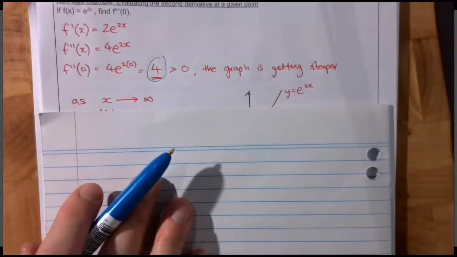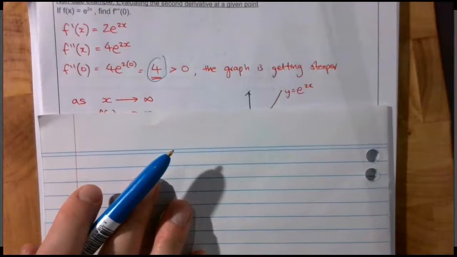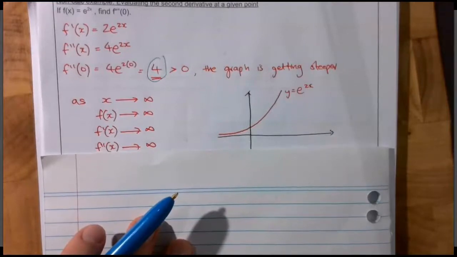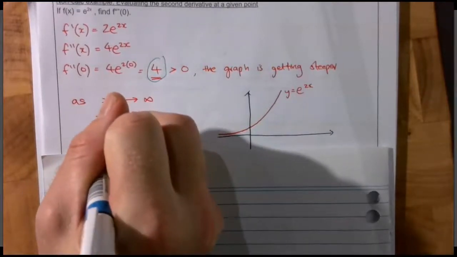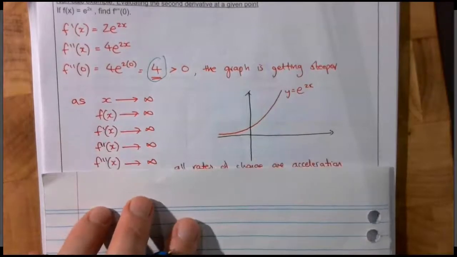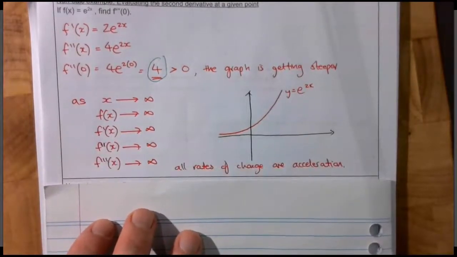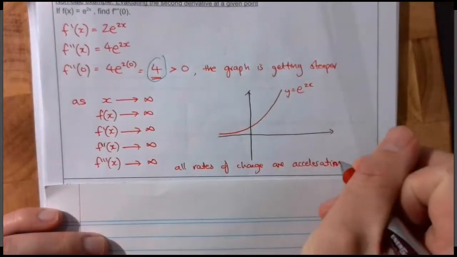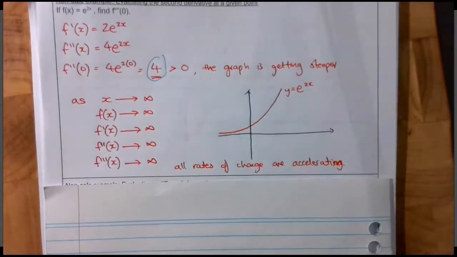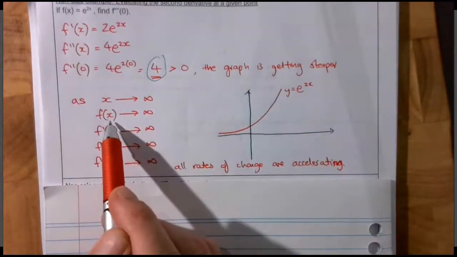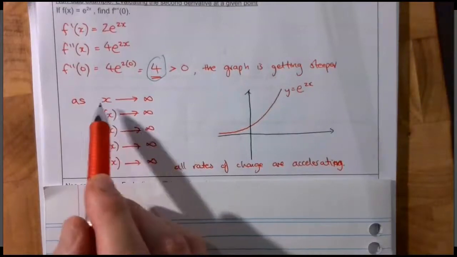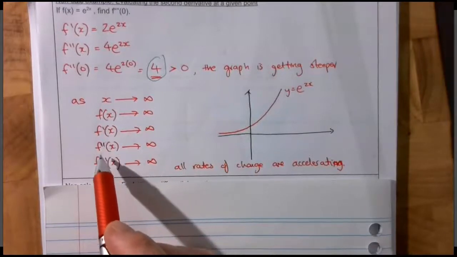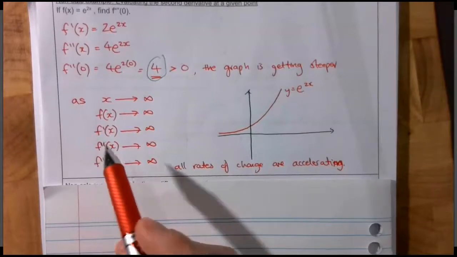So in other words, as x tends to infinity, the function tends to infinity, the derivative tends to infinity, the second derivative, 2 dashes there, tends to infinity, the third derivative tends to infinity, etc. So all rates of change are accelerating. So not only is this function heading towards infinity as x or time increases, but it's getting steeper and steeper and steeper and steeper, and the rate at which it's getting steeper is also increasing.